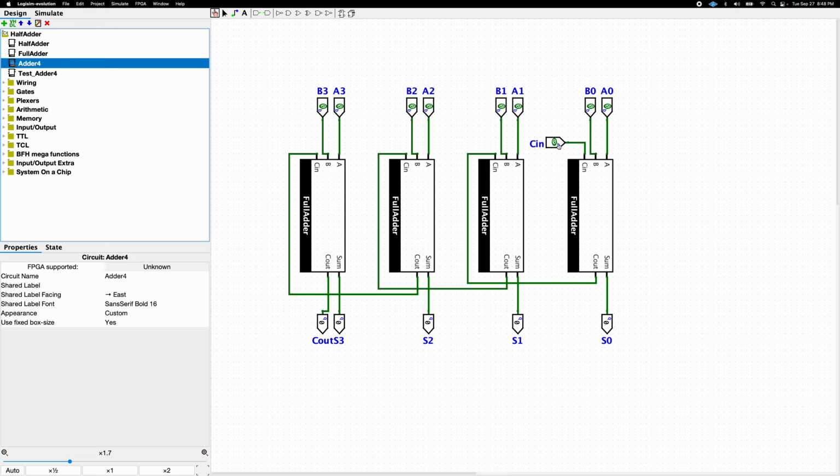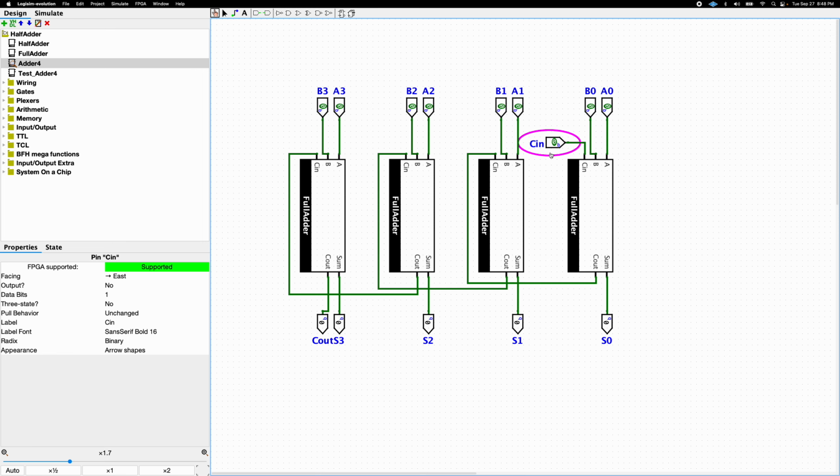Here the Cin is going to be left at 0, because if we were to have another 4 full adders before this and had a carry out from that, it would go in here. But right now this would be the start, so we're just going to leave this as 0. It can also be represented as ground.